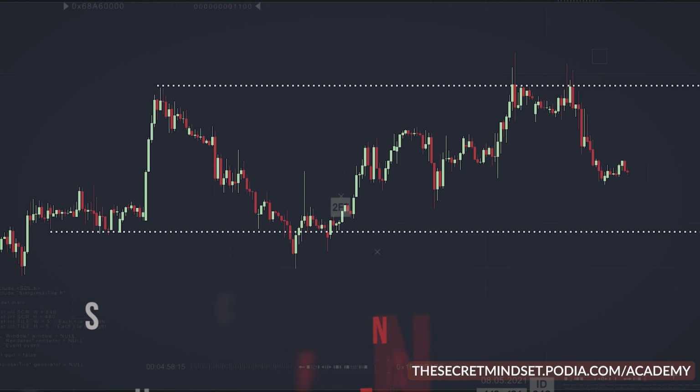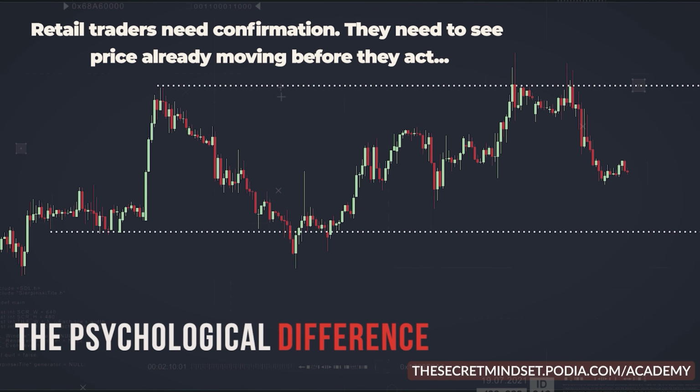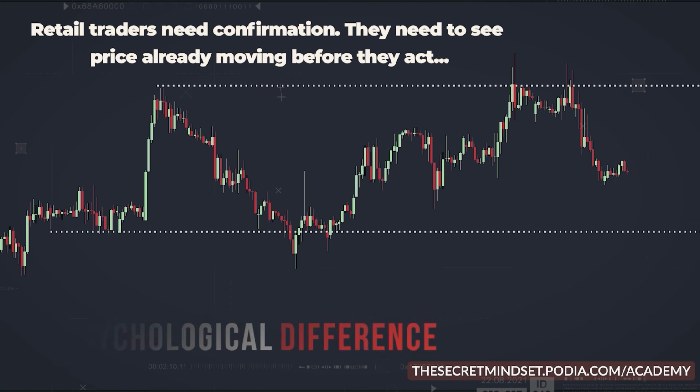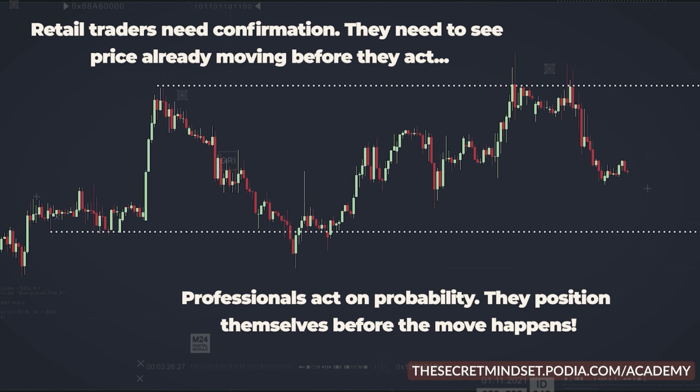The psychological difference is everything. Retail traders need confirmation. They need to see price already moving before they act. Professionals act on probability. They position themselves before the move happens.